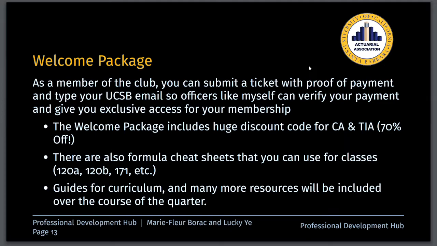You also get access to a formula sheet that you can use for classes. Not everyone is an actuary or planning to become an actuary, but as long as you join the club, you'll have access to those cheat sheets that you can use to help you in stat classes like 120A, 120B, 171, and other classes as well. We also have guides for curriculum and classes that are optimal if you're in data science or actuarial science. All the following resources that we'll have and continue to update will also be posted in there as well.